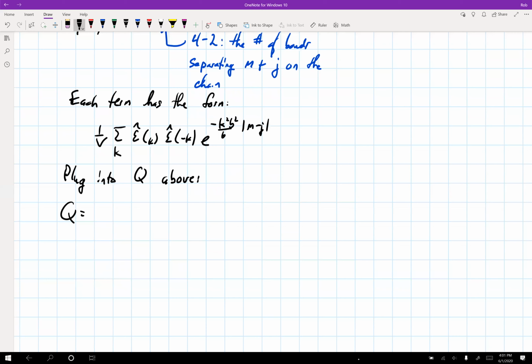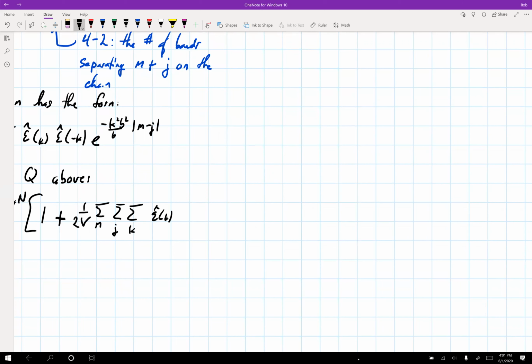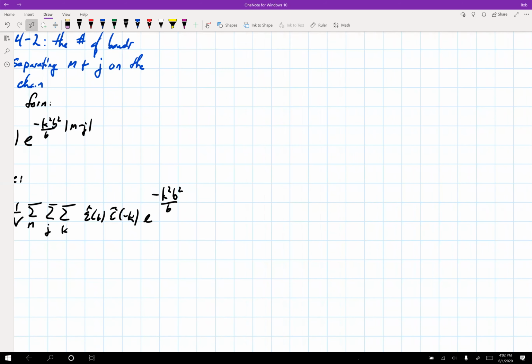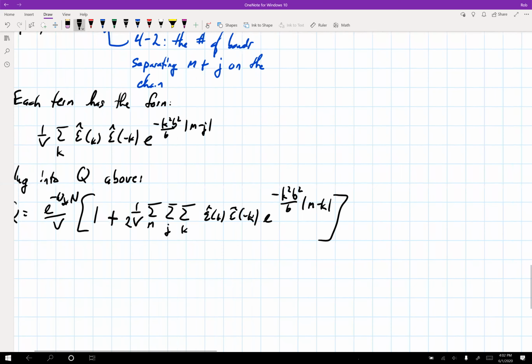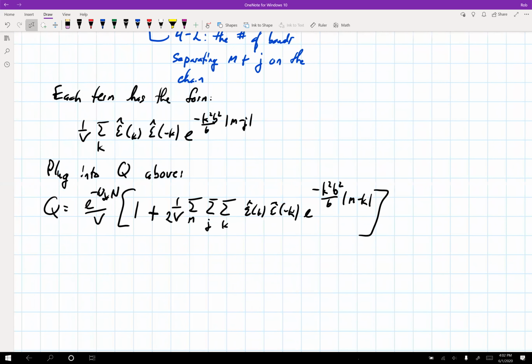So now we have Q is equal to e to the minus w star N over V, times 1 plus 1 over 2V, then sum over M, sum over J, sum over k, then epsilon hat of k, epsilon hat of minus k, and then this exponential factor, k squared b squared over 6, to the power of M minus k. And we close our brackets. I apologize for the lack of clarity in the difference between my b's and my 6's. If you ever need me to clarify it, don't hesitate to ask. All right, so that's one of the big hurdles.